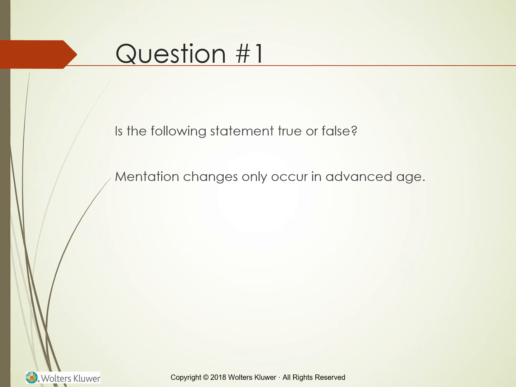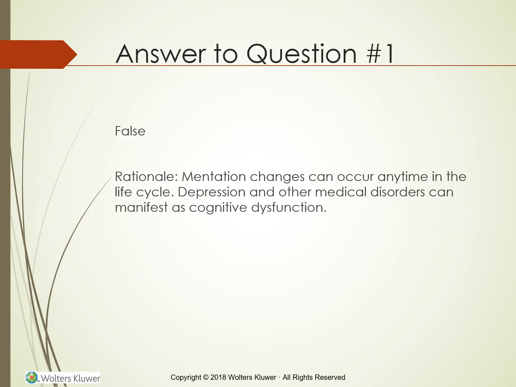Question number 1. Is the following statement true or false? Mentation changes only occur in advanced age. The answer is false. Mentation changes can occur anytime in the life cycle, and there are some associated medical conditions such as depression or hypothyroidism that can manifest themselves sometimes with cognitive dysfunction as the first sign.